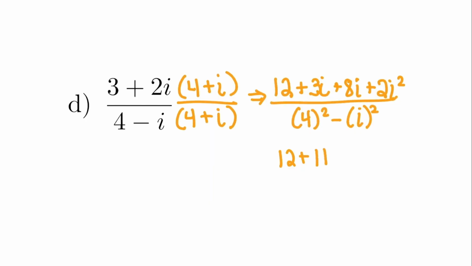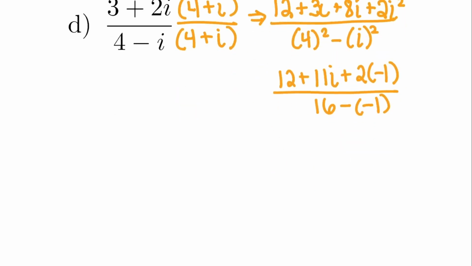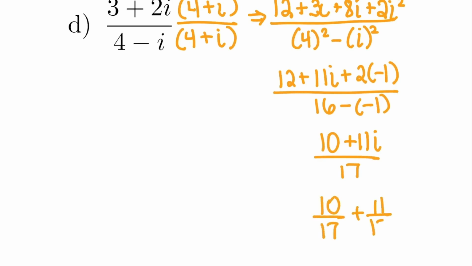Now to simplify this, we can combine like terms. So 12 plus 11i plus 2 times negative 1, over 16 minus i squared, which is negative 1. Now we can go ahead and further combine like terms. This is going to be 10 plus 11i over 17. And technically, we need to separate the real part from the imaginary part. So this is how your final answer should be written.